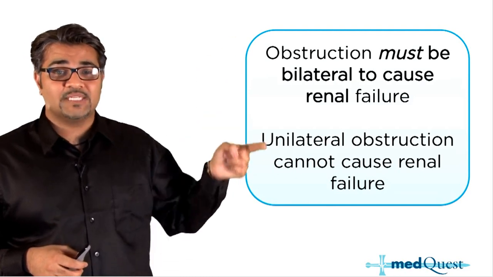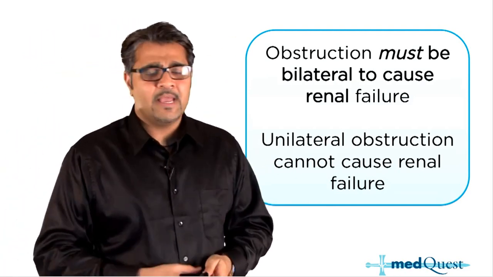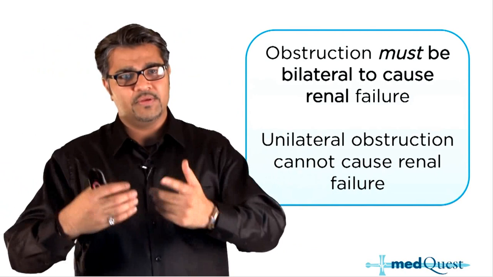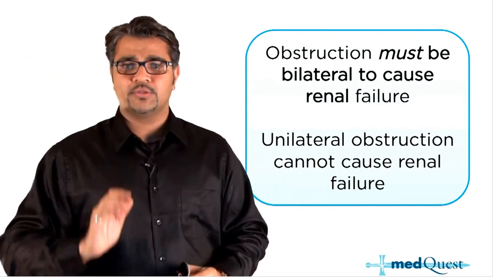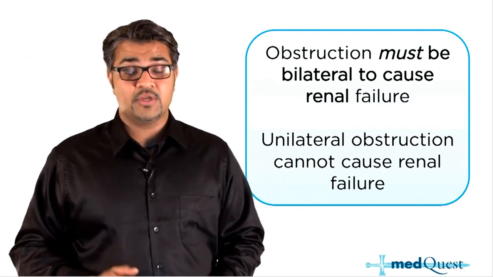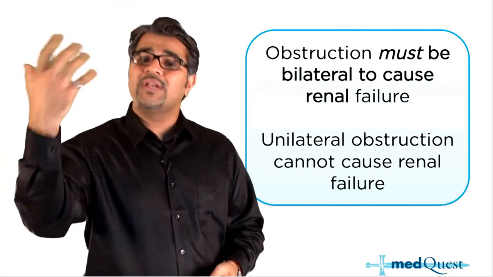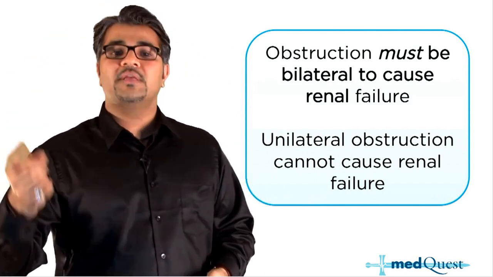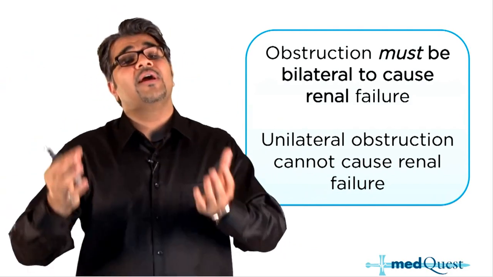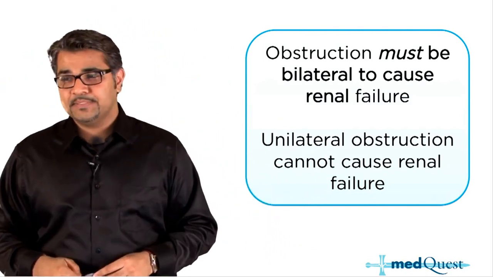Remember these little facts, because they're going to tell you on the exam, Dr. So-and-so, we're giving you a patient. The patient has a unilateral obstruction. Will this cause renal failure? And you have to say no, because bilateral obstruction is needed to do that. Because remember, one kidney is still functioning, so it will still clear out the BUN and creatinine, and so your kidney function will still remain intact.